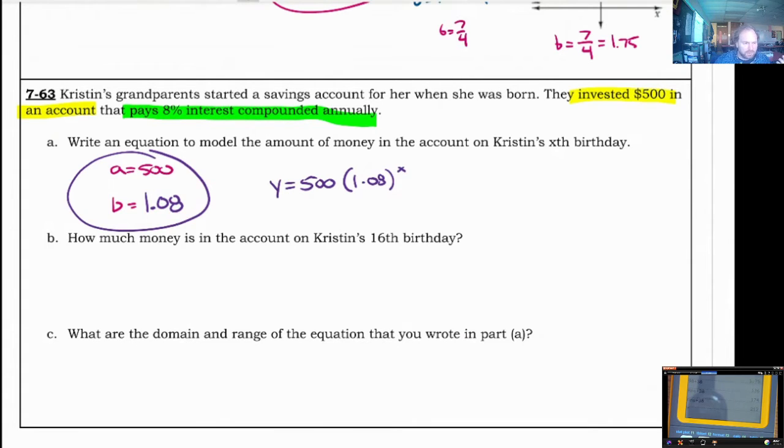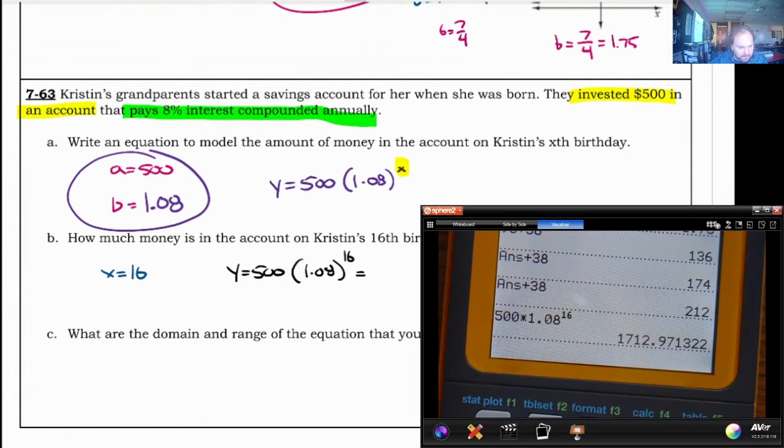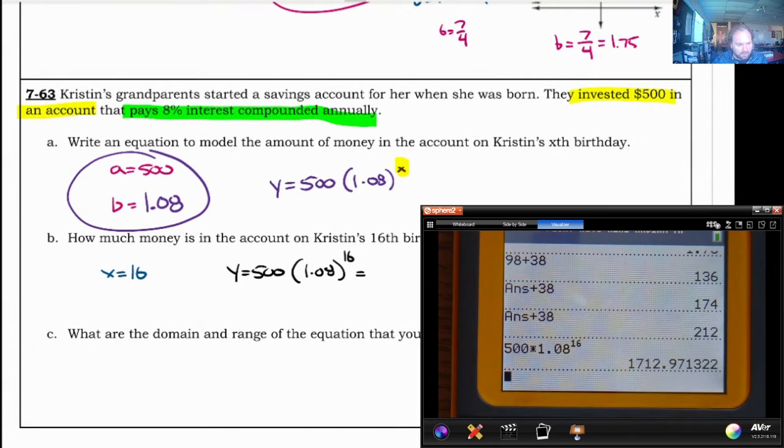That's exactly what we want. After 1 year, it'll be 1 times 1.08. After 5 years, you'll multiply by 1.08 five times, and so on. Question B, how much money is in the account on her 16th birthday? Well, all we got to do here is plug in 16 for x, because that means that many years have gone by. So this is going to be 500 times 1.08 to the 16th power. On my calculator, it looks like that's a pretty big number. Actually, it's not too big, 1712.97.